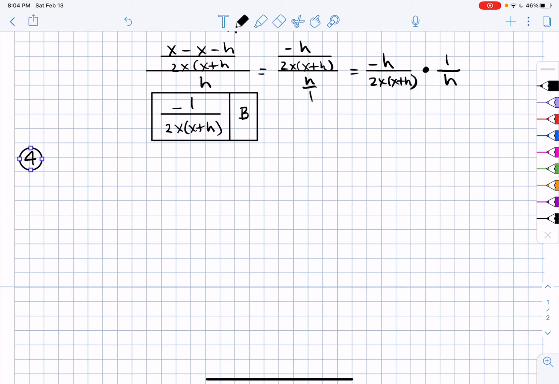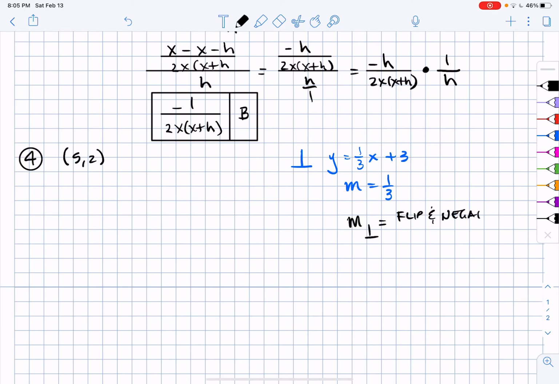All right, so I have a 0.52, and it needs to be perpendicular to the equation y equals 1/3 x plus 3. Well, in this equation, the slope is equal to 1/3. What I really need is a slope that is perpendicular to the 1/3, which is flip and negate. Okay, so flip and negate. That means the slope perpendicular is going to be a negative 3 over 1, which is just negative 3. So that's the slope I'm going to use over here.